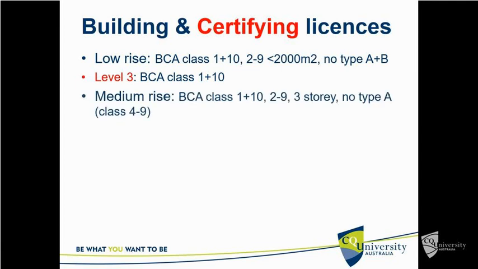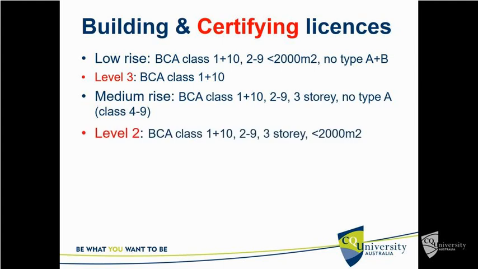Your more experienced builders, medium rise, classes 1, 10, 2, 9, just as before, but they can get up to 3 stories. They can do type B now, but not type A. And type A, they can do classes 4 and 9. The certifier for that is a level 2 certifier, and he can certify the same things, but not more than 2,000 square metres again, which gets a bit tricky when you start to get to something of reasonable size and it's 3 stories. And then there's the open builders one, no restriction, you can do what you like.